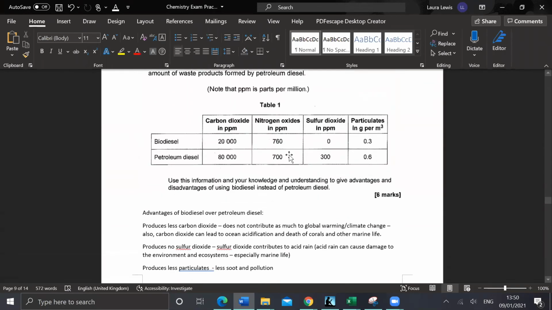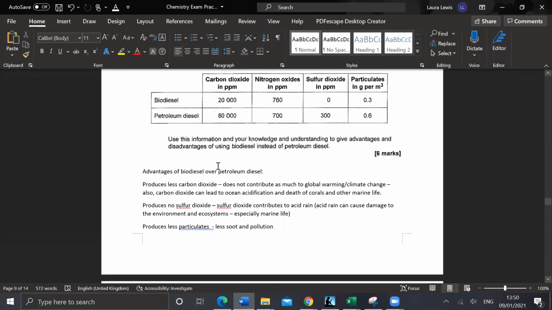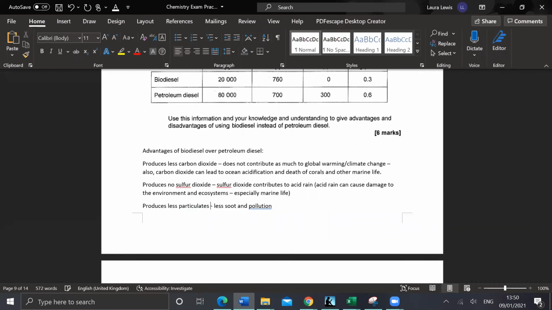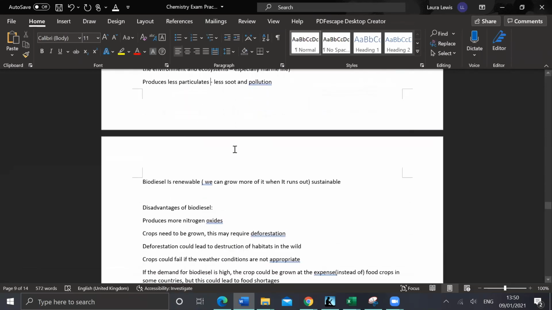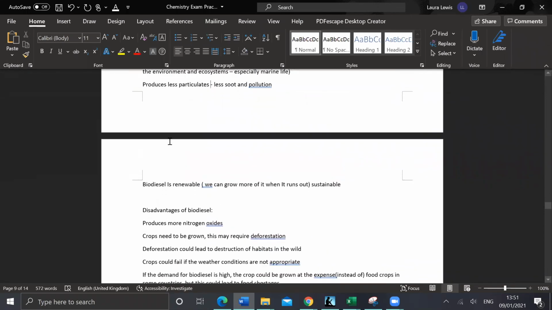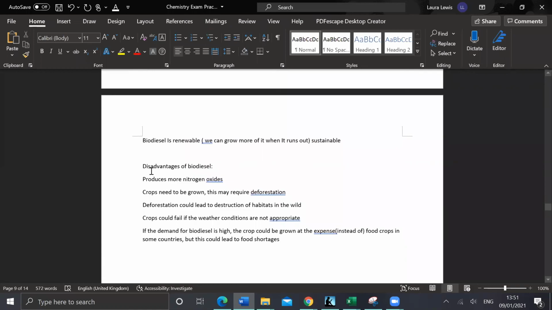So make sure everything's been answered. So advantages and disadvantages of using biodiesel over petroleum diesel. Okay, so we've answered the advantages, produces less carbon dioxide and explained, produces no sulfur dioxide and explained, produces less particulates and less soot pollution. Biodiesel is renewable, so that's part of that, and disadvantages. So produces more nitrogen oxide, surprisingly. Crops need to be grown, may require deforestation. And then obviously the rest of it comes from that, really. Deforestation leads to destruction of habitats. It could fail, or it could be grown at the expense of food crops.